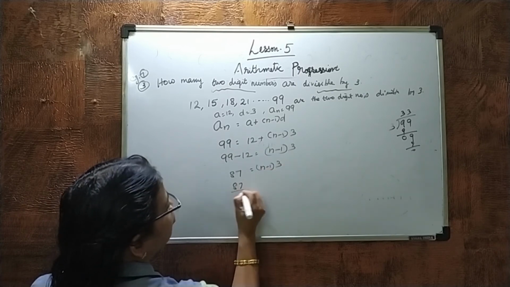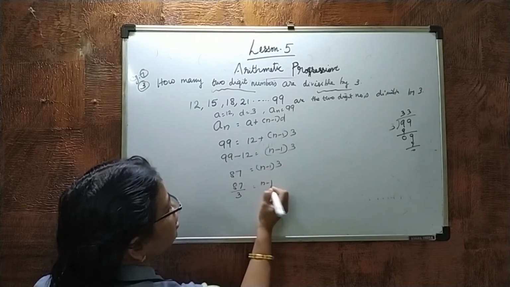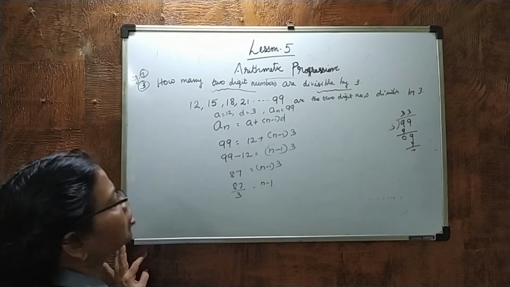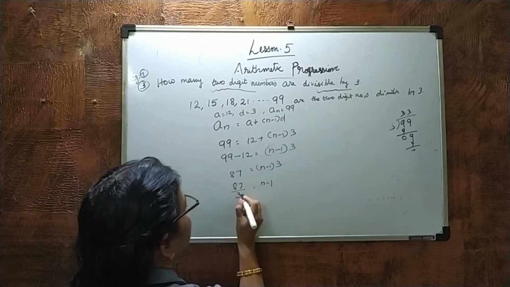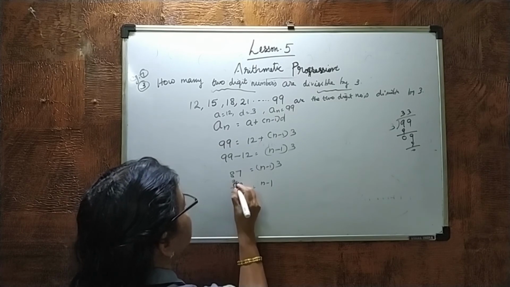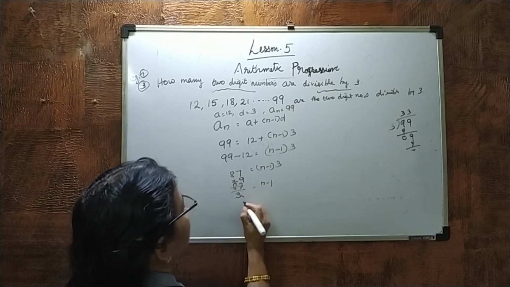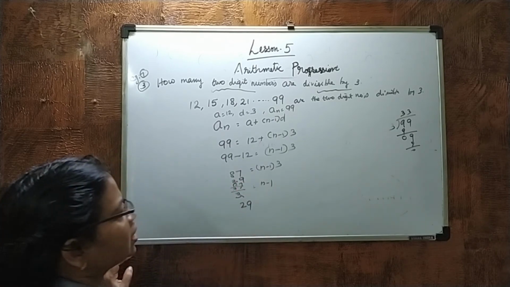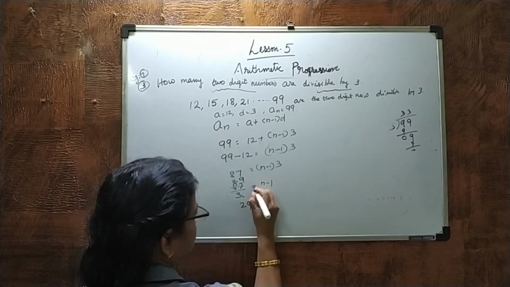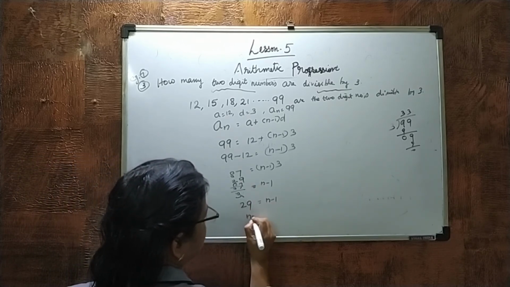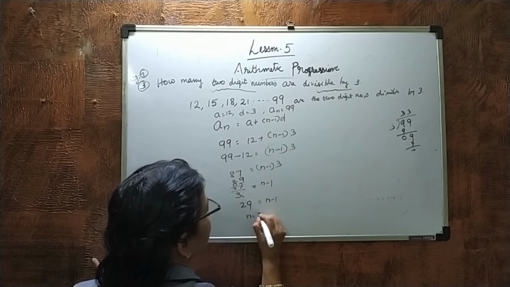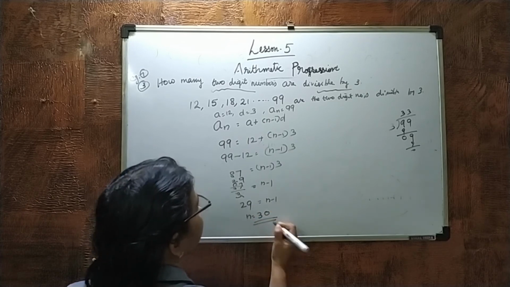Then 87 by 3 equals n minus 1. What is 87 by 3? 3 2s are 6, 27. So 29. 3 9s are 27. 29 is equal to n minus 1. So n is equal to 29 plus 1. You get the answer 30.